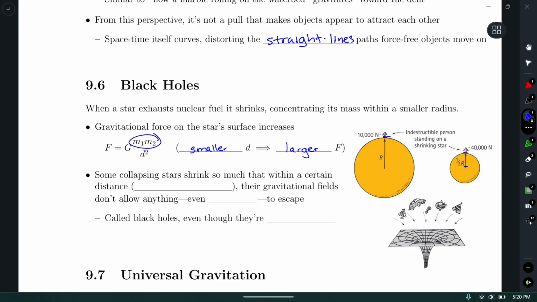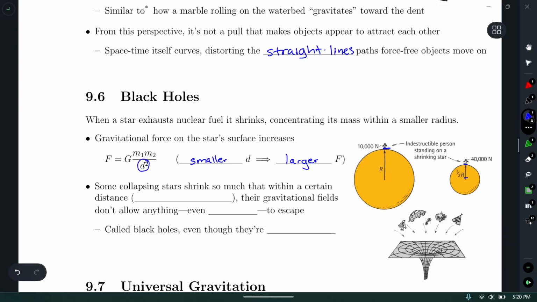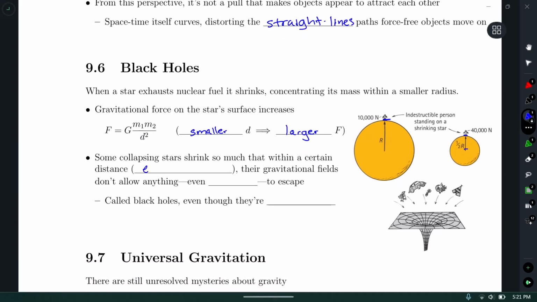Now, in truth, the mass of the star itself, we could say mass 1, is changing as this happens. It's just that this reduction in distance is much more dramatic. The radius falls off quicker than the mass of the star does, and so we do see this force increase. If it shrinks down enough to within what's called the event horizon of the star, then the pull of gravity is so strong that nothing can escape, even light.